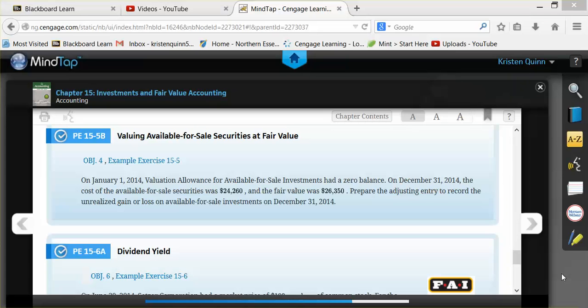On December 31st, 2014, the cost of the available for sale securities was $24,260 and the fair value was $26,350. And we need to prepare the adjusting entry to record the unrealized gain or loss on the available for sale investments as of December 31st, 2014.